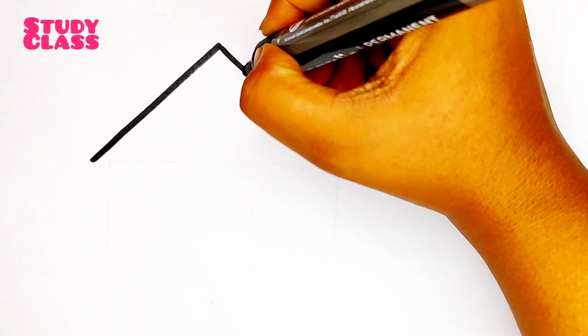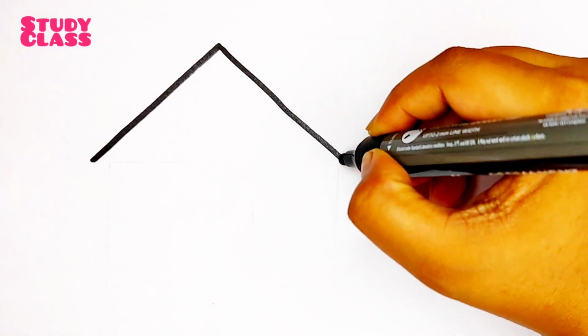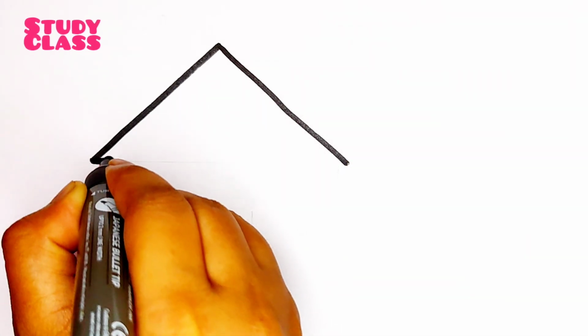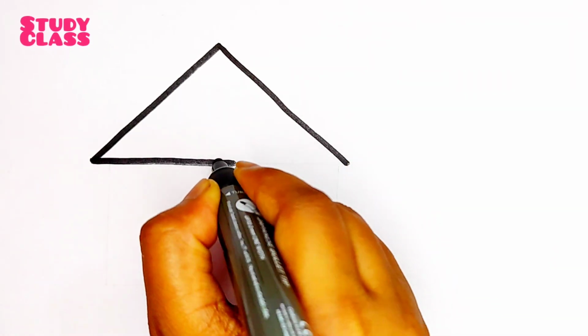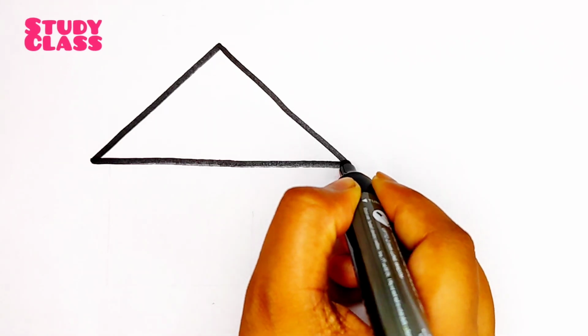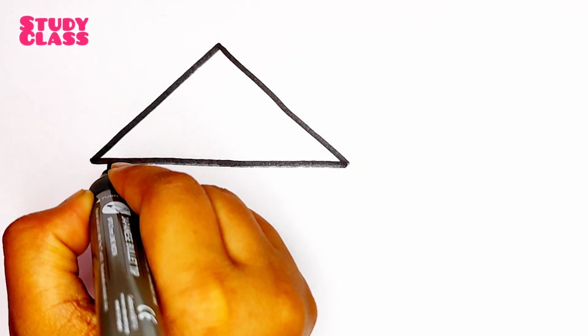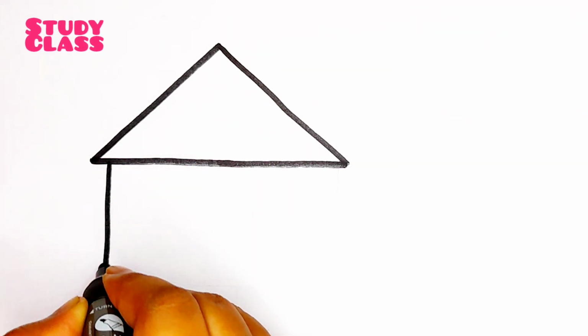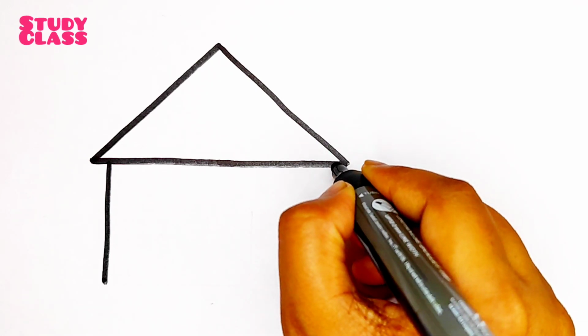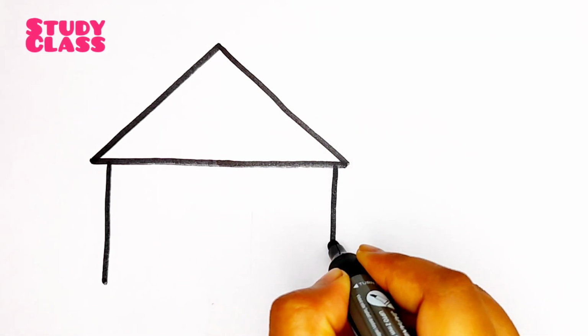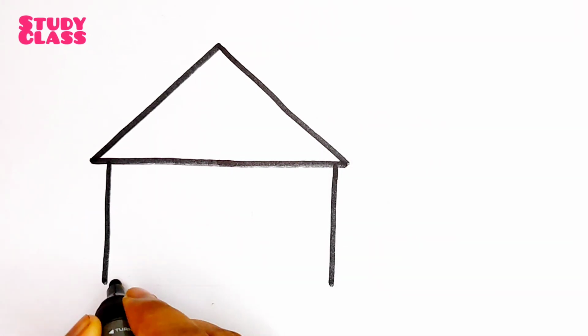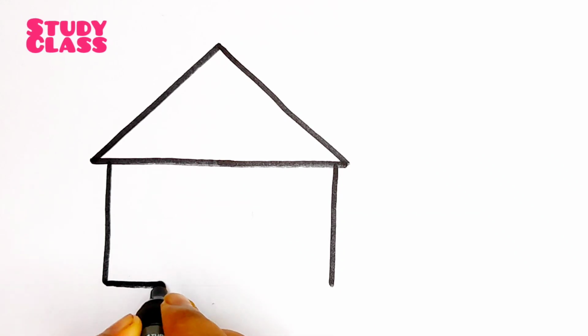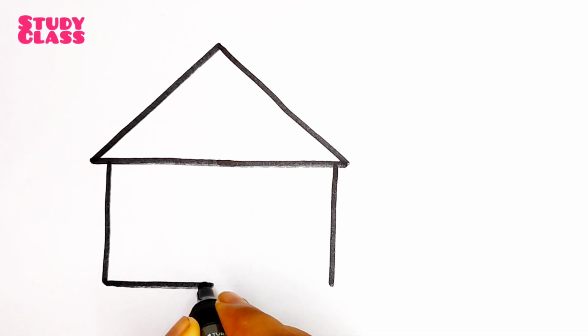First, we draw a straight line. Parallelly, we draw another straight line. And join these two. Here, our roof drawing is completed. Now we draw two straight lines parallelly. And this is the wall of the house. Then we join two straight lines.